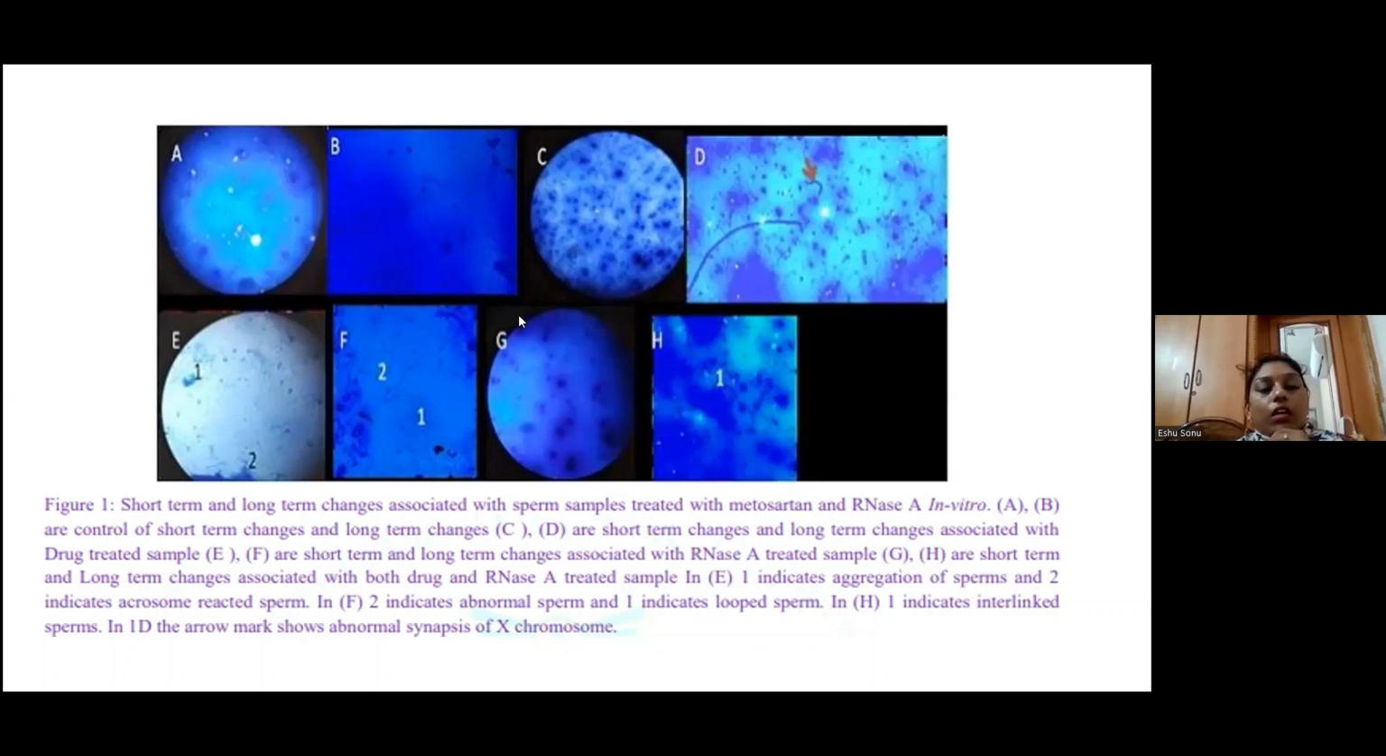When you go for numbering, 1 indicates aggregative sperms and 2 indicates acrosome reacted sperms. And in F, it is the long-term changes observed with the RNase A plus metosartan, where 2 indicates abnormal sperm and 1 indicates lupus sperm. And G and H, in the H, 1 indicates interlinked sperms in the case of long-term changes treated with RNase A alone.